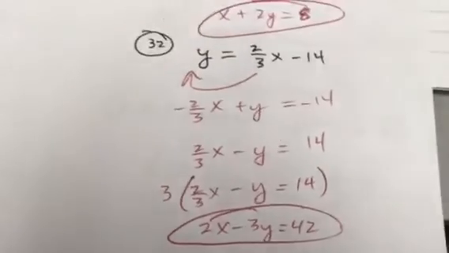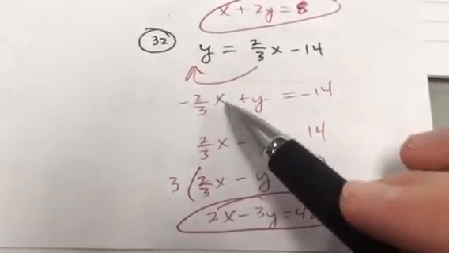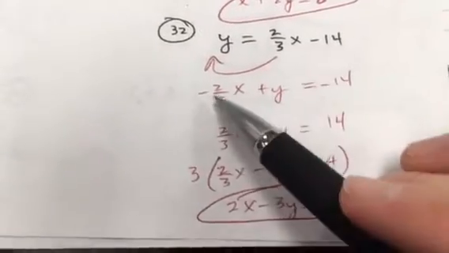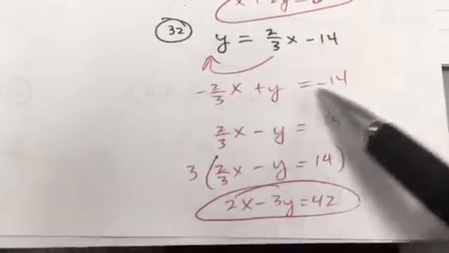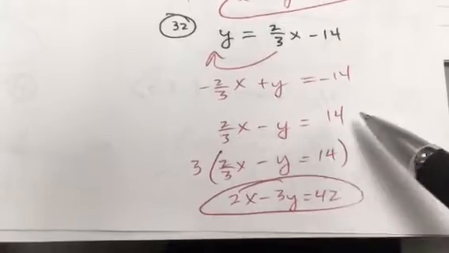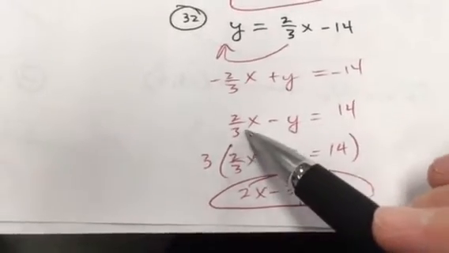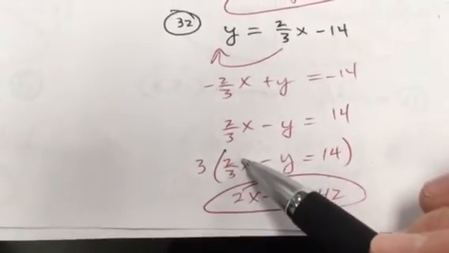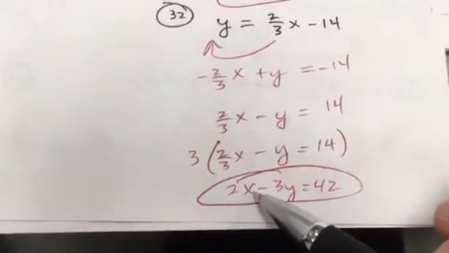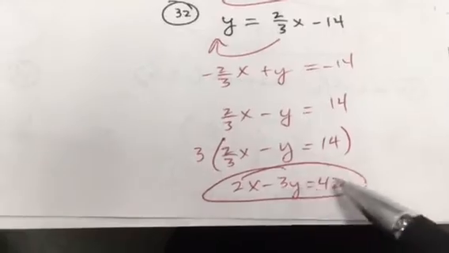This is the hardest one you could be given, 32. Move this over, and it's got two things bad. First off, it's a fraction. Second off, it's negative here. So make it positive by multiplying everything by negative 1. Just give everything the opposite sign. Get rid of that 3 in the denominator by multiplying everything by 3. 3 times 2/3, that's 2x, minus 3y equals 3 times 14, 42.